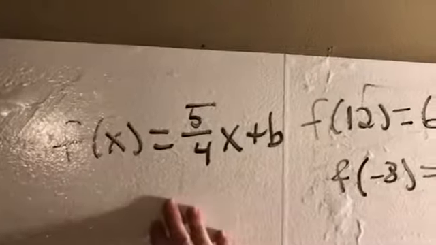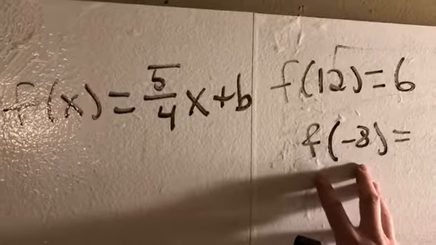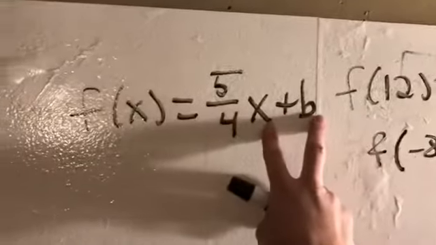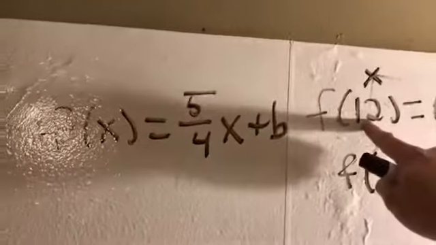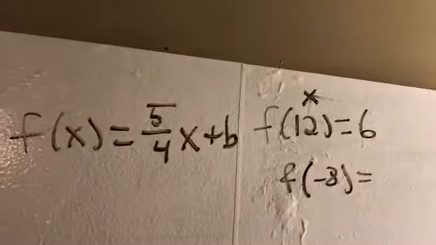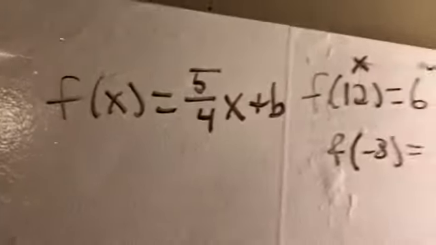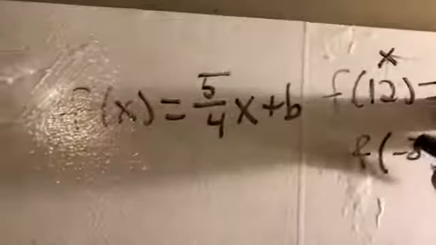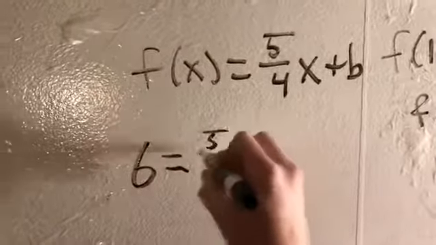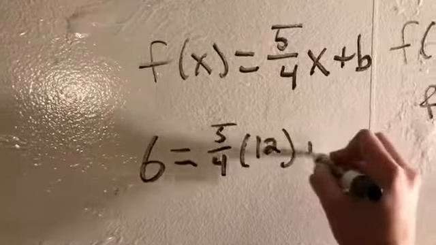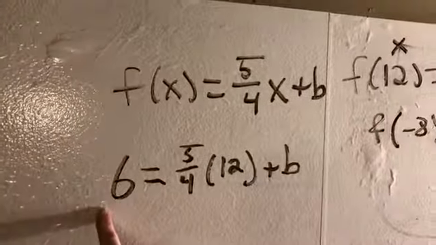Now this one's a little more complicated. We're given a function statement that f of 12 equals 6. Then we want to know what happens if we plug in -8. Before we can do that, we can't have two different variables, x and b. So we need to use this fact up here, that when you plug in 12 for x, we get the output of 6. So I'm going to set that up. The output can replace the f of x, 6. 12 is what we're plugging in. 5 over 4 times 12. And that should be enough information for b.